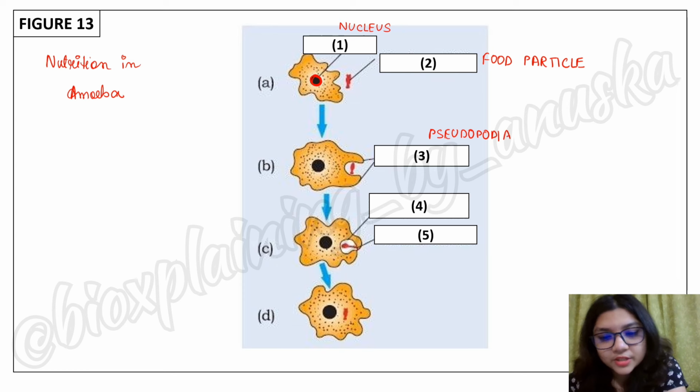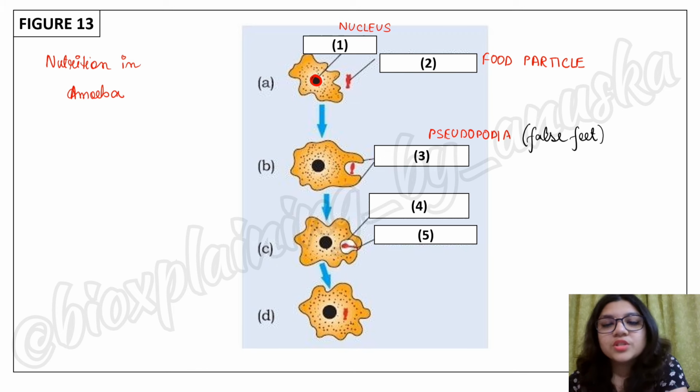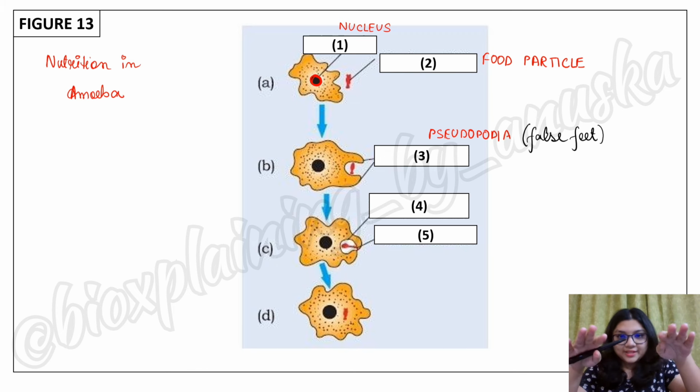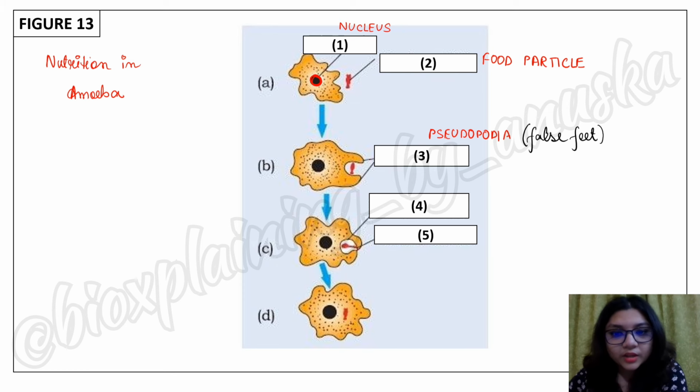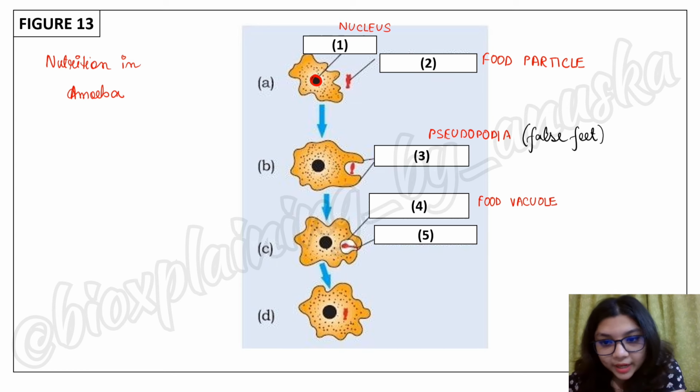What do we mean by pseudopodia? Pseudopodia refers to the false feet. That is, the amoeba will extend out the pseudopodia, their false feet like extensions, to go and capture the food particle. Then number 4 is what? Number 4 refers to the food vacuole. What is meant by the food vacuole? This food particle, this number 5 is again the food particle.